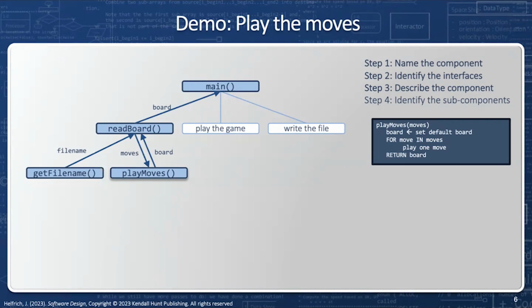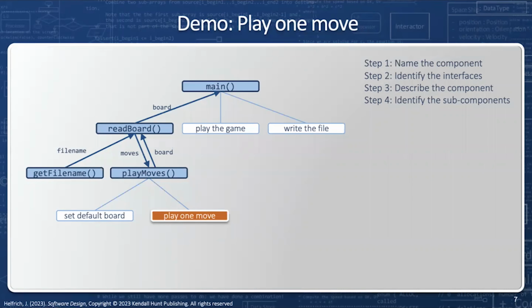So let's see here. What is not pseudocode? The for move in moves, that's pseudocode. Return board, that's pseudocode. But what's not? Well, my create a default board, or set default board, is definitely not pseudocode, so I need to figure that one out. And also play one move. I'll have to write a method for that.